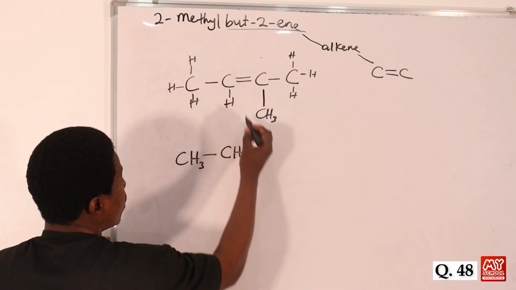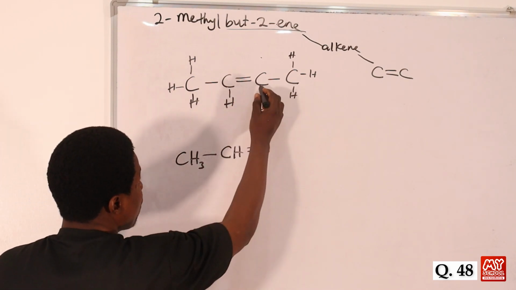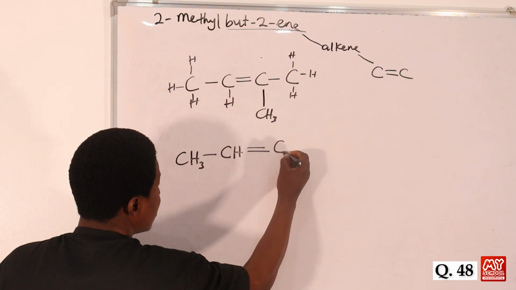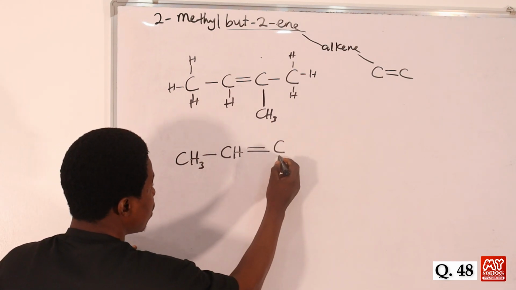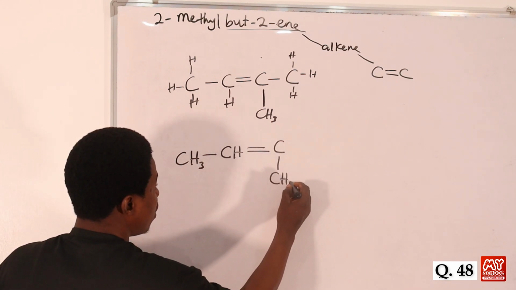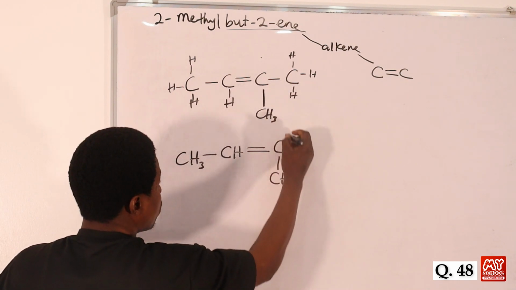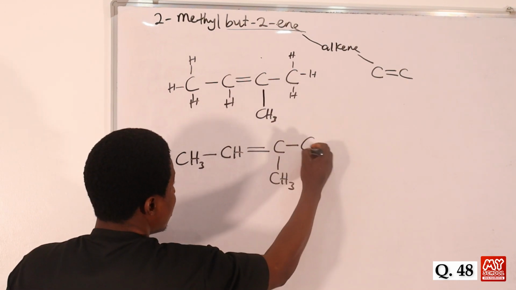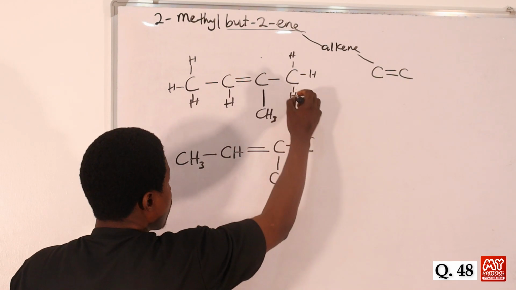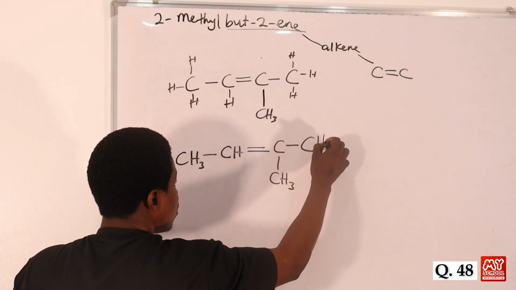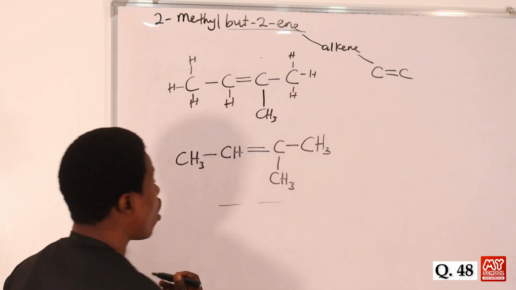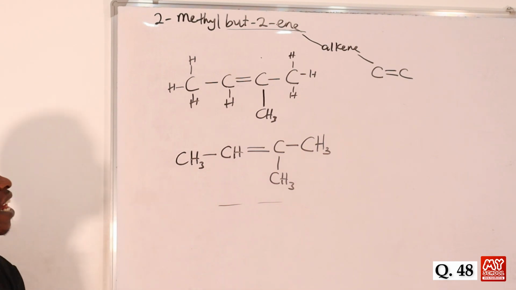Then we have a double bond here. We have carbon here. This carbon atom has attached to it CH3. And then we have this last one bonded to carbon here. How many hydrogen? 1, 2, 3. That is CH3. So this is the structure of 2-methylbut-2-ene.